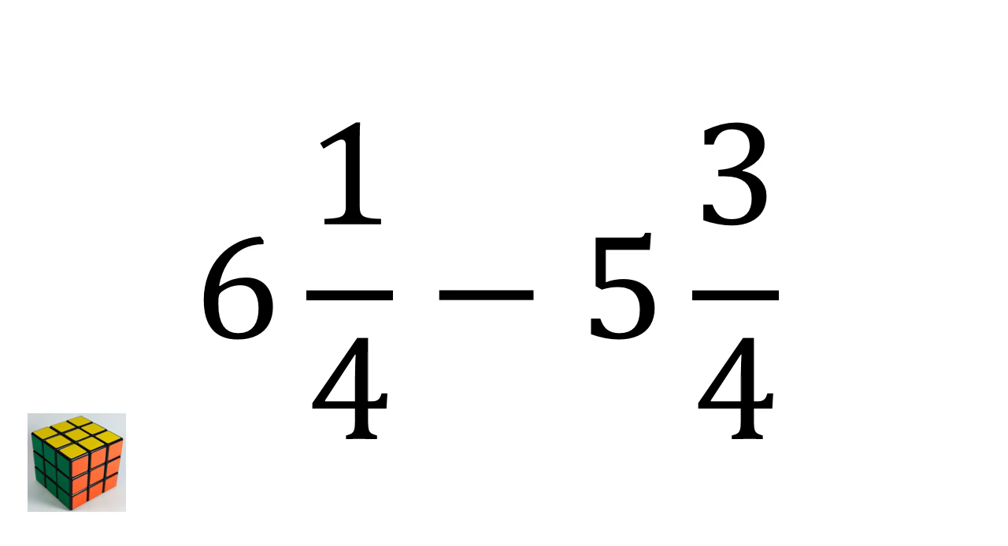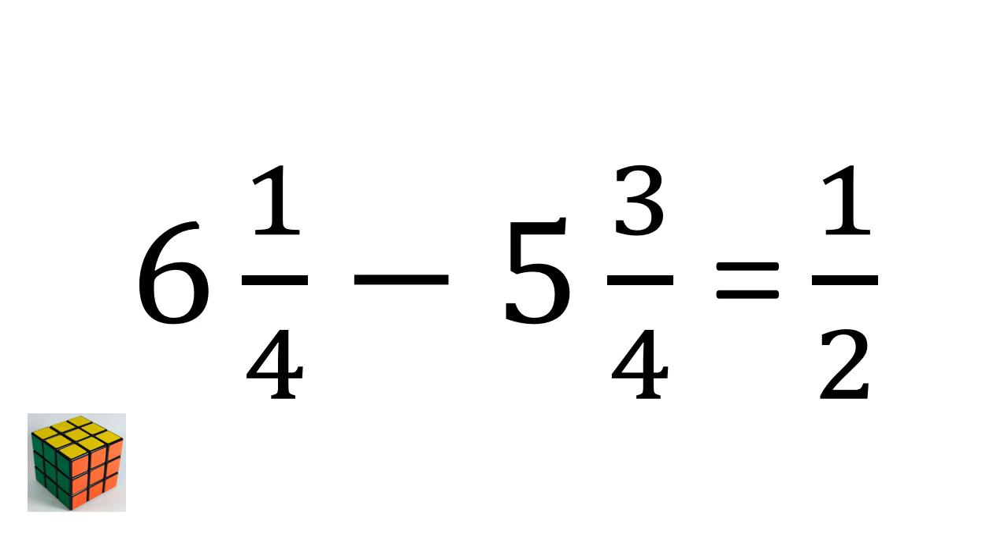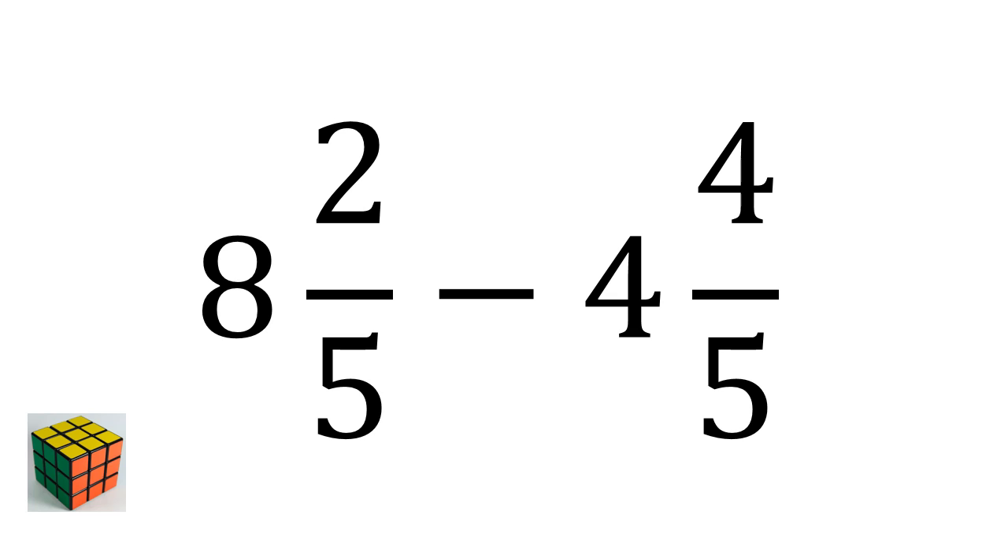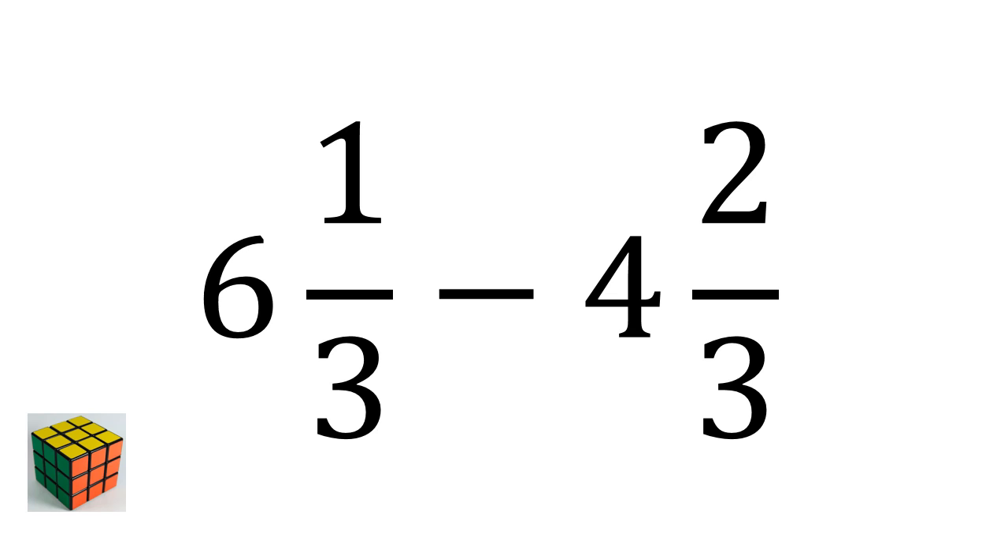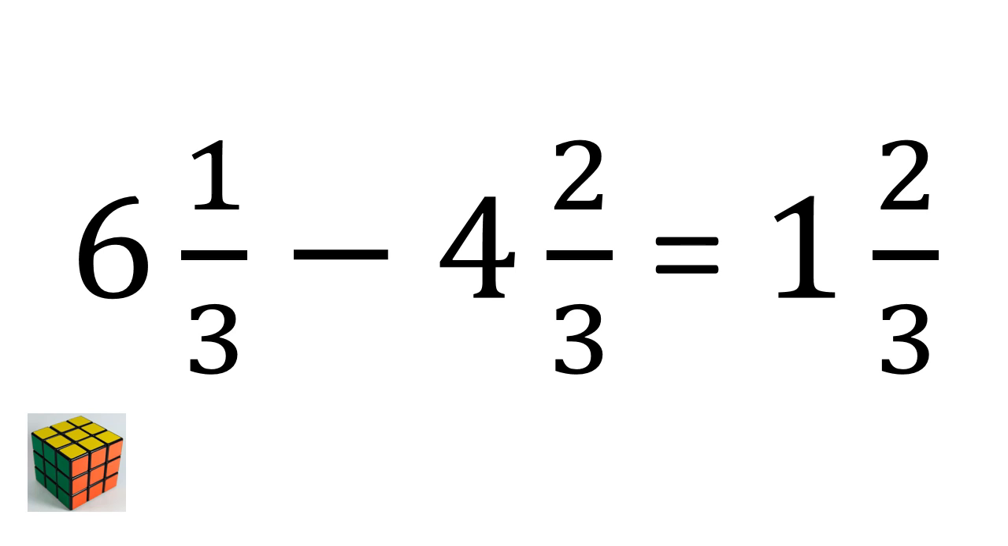6 and 1/4 minus 5 and 3/4. 6 and 1/4 minus 5 and 3/4 equals 1/2. 8 and 2/5 minus 4 and 4/5. 8 and 2/5 minus 4 and 4/5 equals 3 and 3/5. 6 and 1/3 minus 4 and 2/3. 6 and 1/3 minus 4 and 2/3 equals 1 and 2/3.